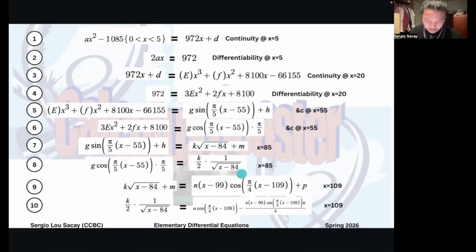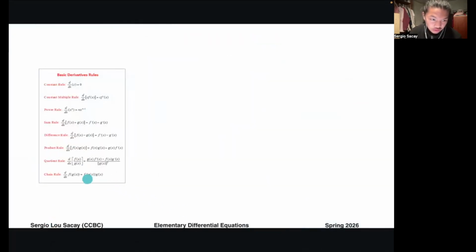And then we can do this one too. So now we have a product rule. We have x minus 99. This is a first function. And then there's a second function. And then there's an inner function here. Okay. So for the product rule, we can go here and see the product rule is derivative of the first function times the second plus the first times the derivative of the second.